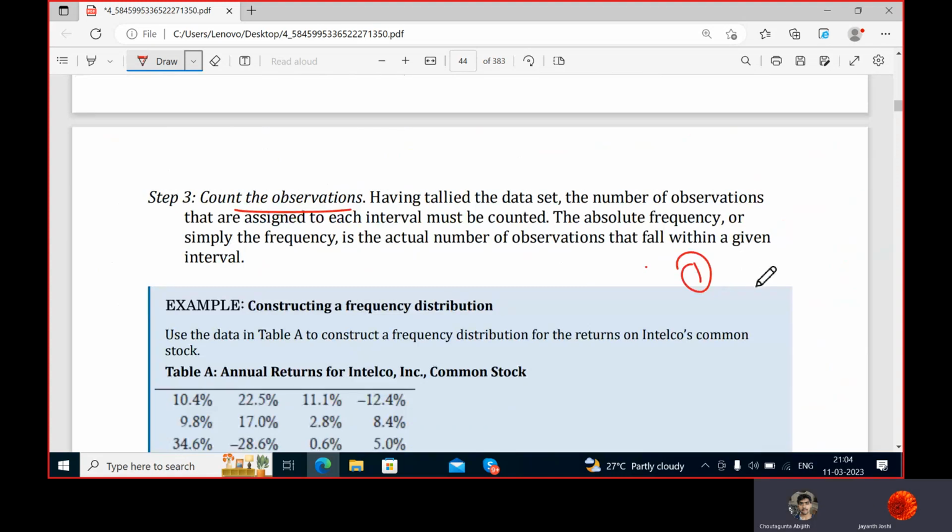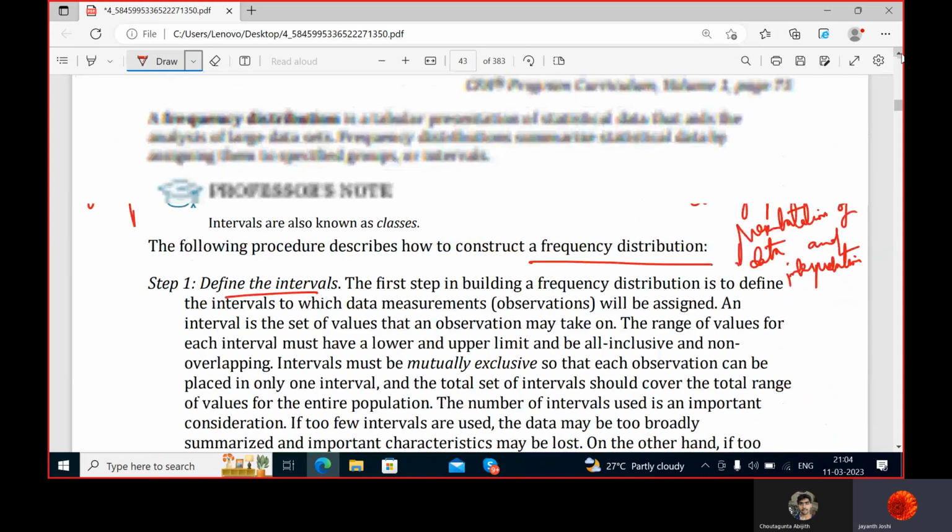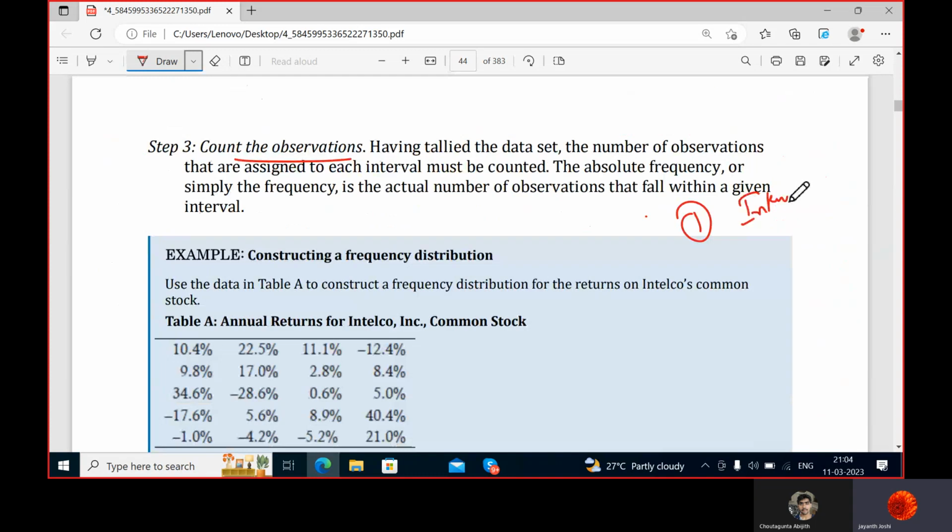First, you have to define the intervals, no? Yeah, first step is what? The first step is nothing but define the interval. So we'll do that first. Then tally the observation. So first step is interval, define that. Second step is to tally. Third step is to count the observations. Let's do that here.